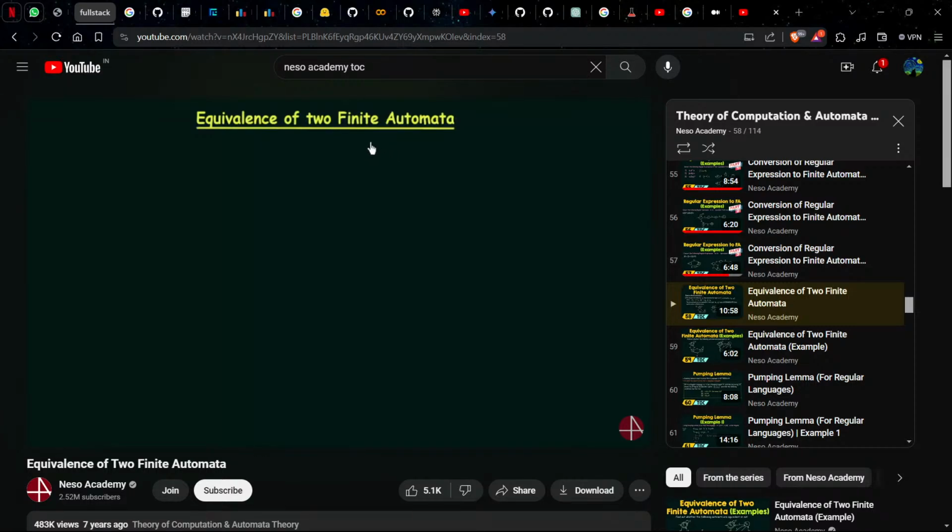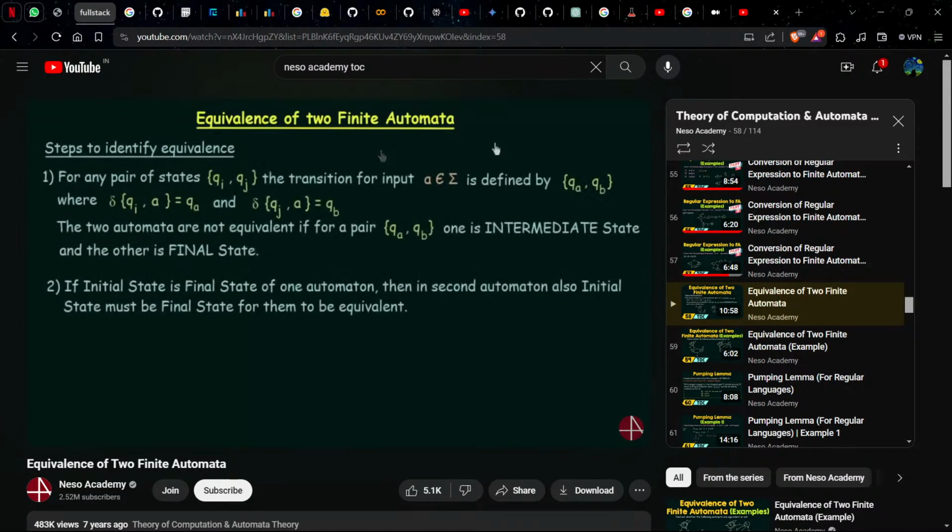In order to identify whether two automata are equivalent or not, there are certain steps that you need to follow. So first, let's see what those steps are. So here are the steps that are required to identify the equivalences.